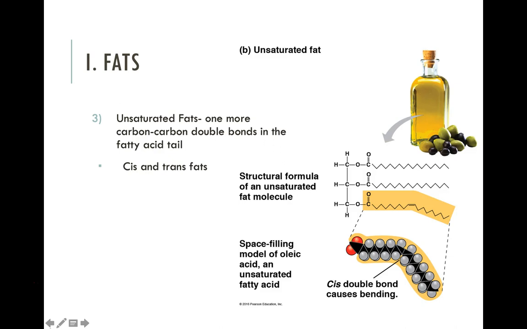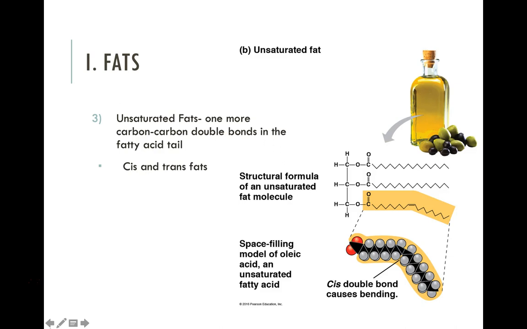And the reason that these are more healthy is that because of those kinks in the tail that are produced by those carbon double bonds, you don't get that really tight packing that you can imagine in the saturated fats. And so these unsaturated fats tend to be liquid at room temperature. So these are going to be your oils. Our example up there is olive oil.